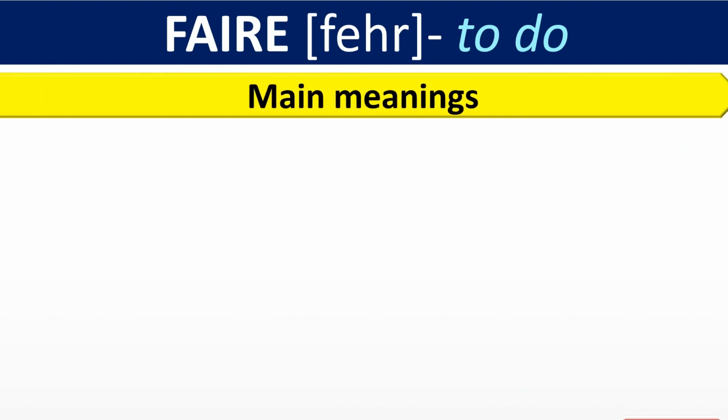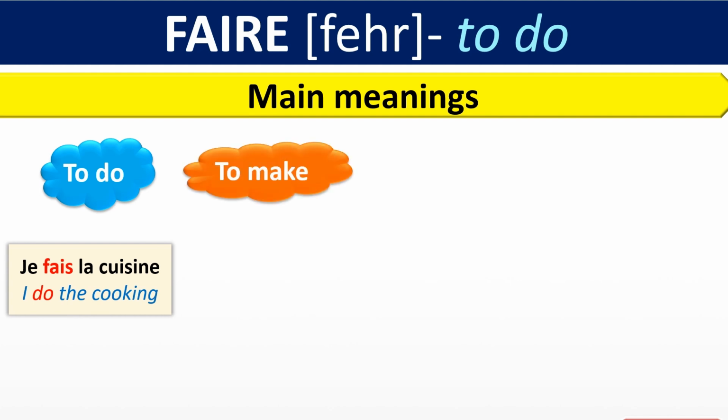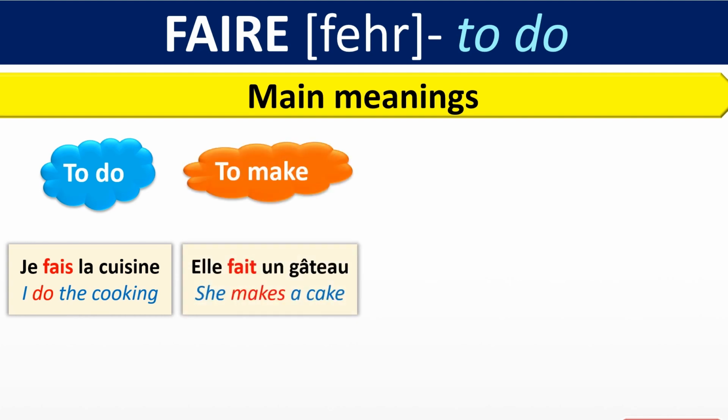The main meaning of the verb faire is to do. For example, je fais la cuisine. But there are other translations. For example, to make. Elle fait un gâteau. She makes a cake. So if you're making something with your hands, you are going to use the verb faire.